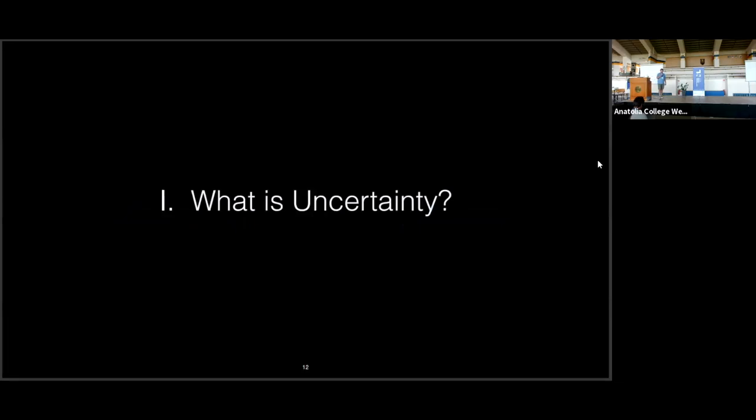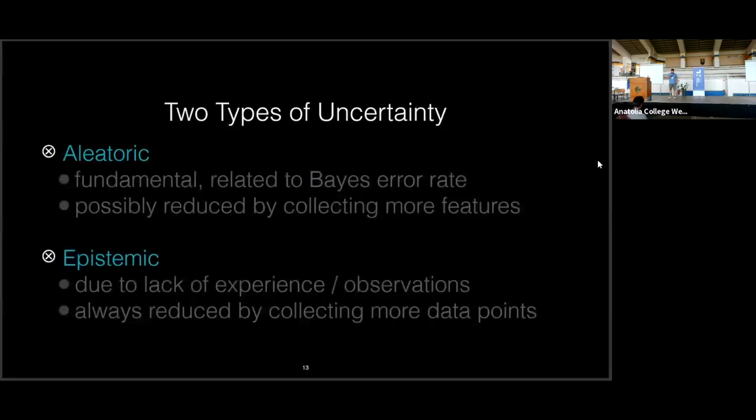Okay, so let's first start off with a bit of a philosophical question. What is uncertainty? It seems like the thing maybe we need to define before giving algorithms and methodologies to find it out. And there are two types of uncertainty. They have kind of scary names, but they're not that scary when you think about them.